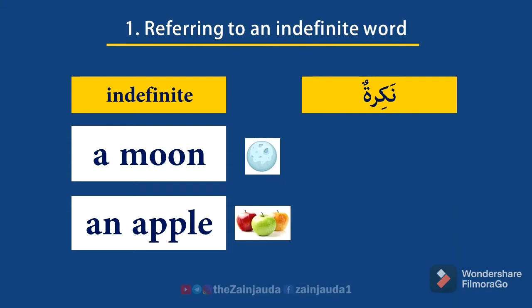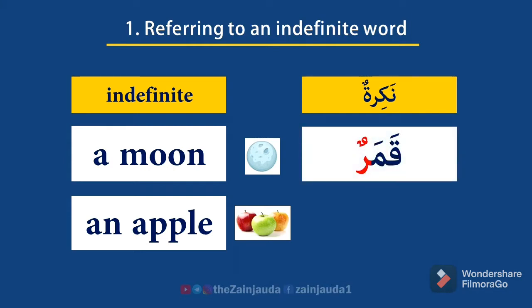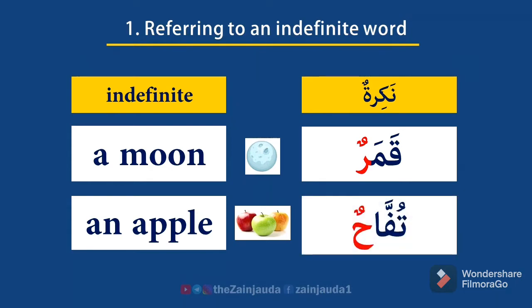So, for a moon, we say qamarun. It is originally qamar, but if we want to use it as a singular, we usually use tanween al-dhamm. Of course, we are talking about modern Arabic. For an apple, we say tuffahun. Originally, it is tuffah, and with the tanween al-dhamm, it becomes tuffahun. Notice tanween al-dhamm in both of the words. So the first significant point about Arabic today is that tanween al-dhamm is used to refer to an indefinite word.